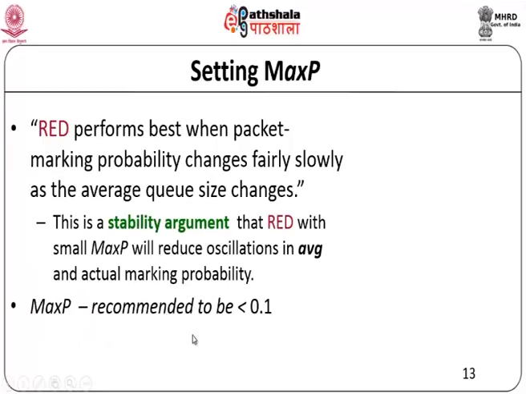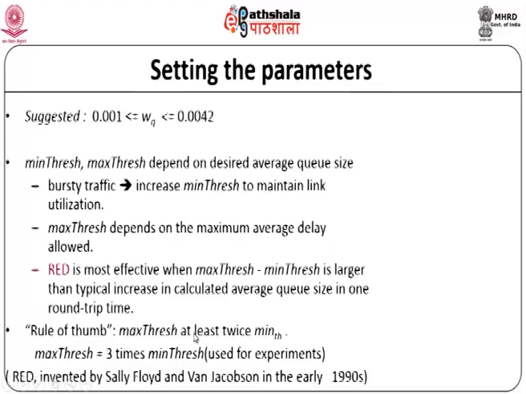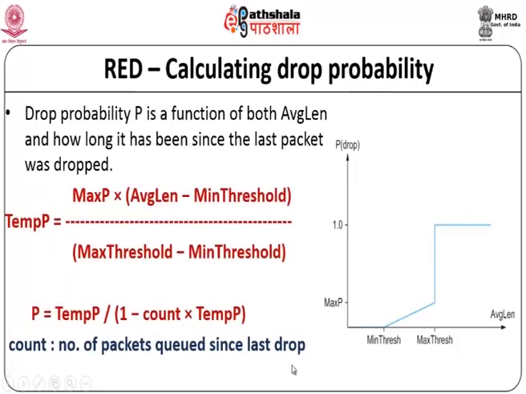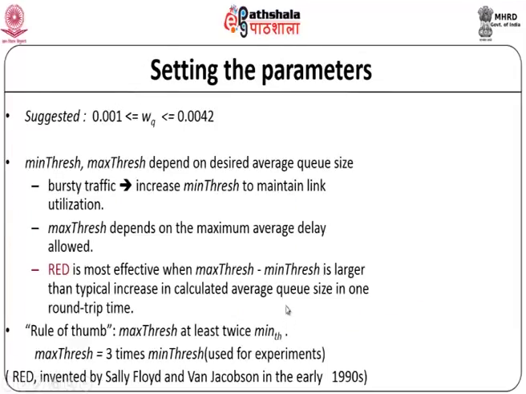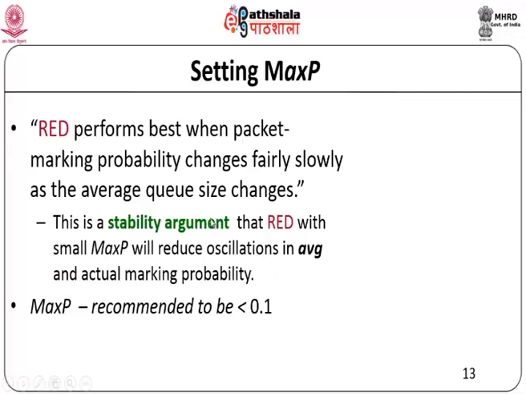The next factor that we have to look at is max P. Remember that we have a factor called max P that we are using. How do we set this max P factor? Max P is again based on a lot of experiments. It has been found that for the network to be stable, there is a stability argument which says that we do not want frequent oscillations. That is, we should not have a situation where TCP goes into congestion control mode very quickly and immediately comes out of congestion, and again has to go into congestion.